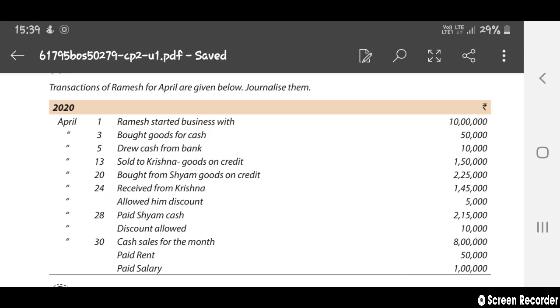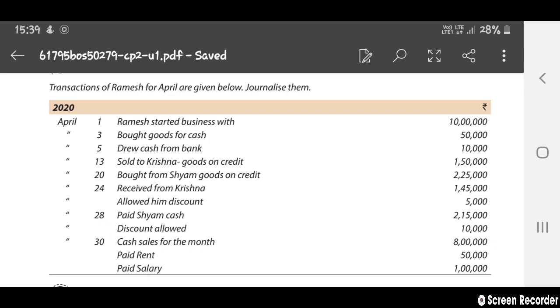So Ramesh, on April 1st, has started his business with rupees 10 lakh. On April 3rd he bought goods for cash, rupees 50,000, by paying 50,000. On April 5th he drew cash from the bank, that is 10,000. He drew the cash from the bank.